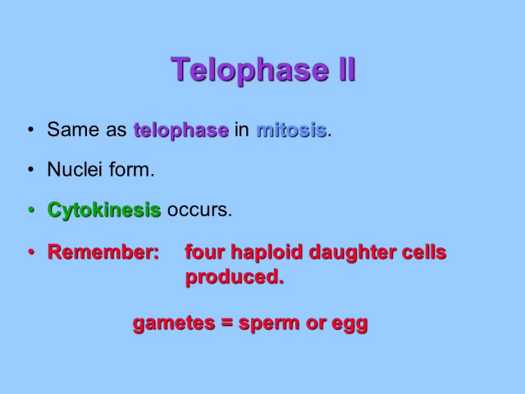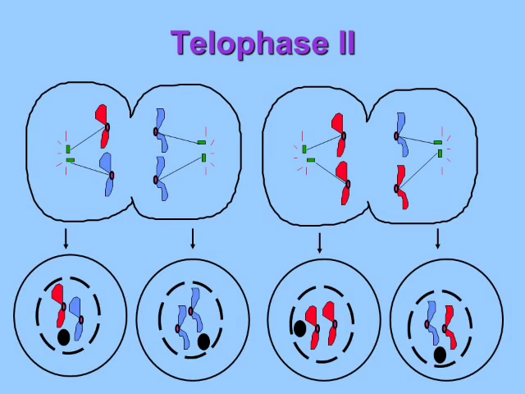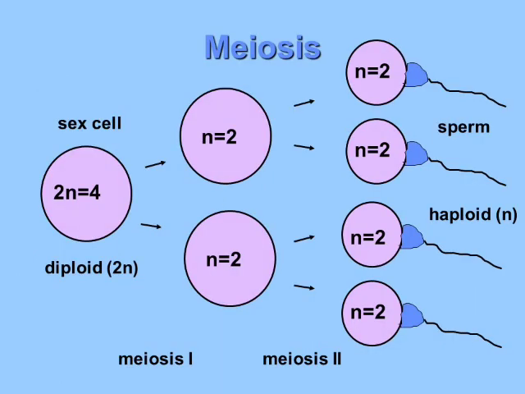Gametes are equal to sperm or egg. The cell pinches in the center and divides again. The final outcome is 4 cells, each with half of the genetic material found in the original. In the case of males, each cell becomes a sperm. In the case of females, 1 cell becomes an egg and the other 3 become polar bodies, which are not used. And this shows how meiosis gives rise to 4 unique daughter cells, each of which has half the number of chromosomes as the parent cell.